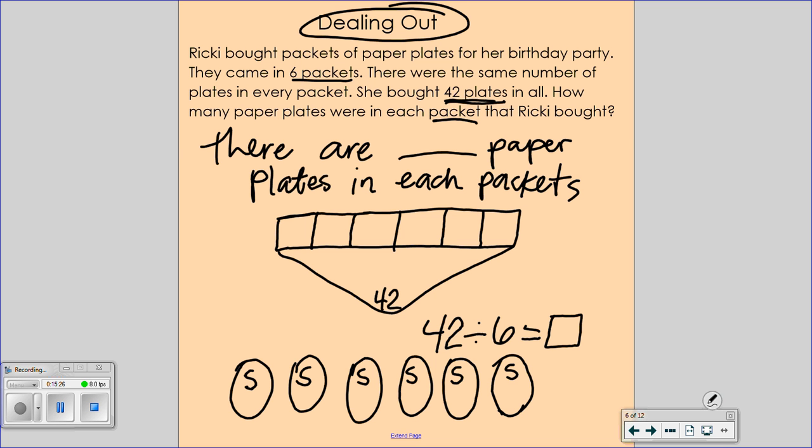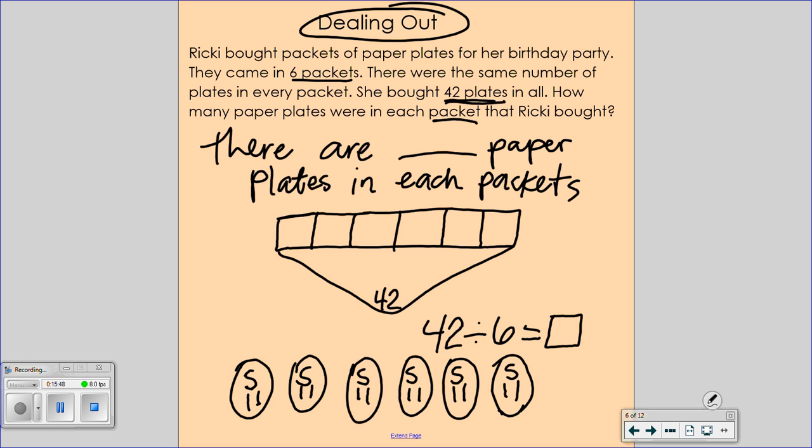I'm at 30, Parker, hang on. 31, 32, 33, 34, 35, 36. Am I at 42 yet? No, keep going. 37, 38, 39, 40, 41, 42.